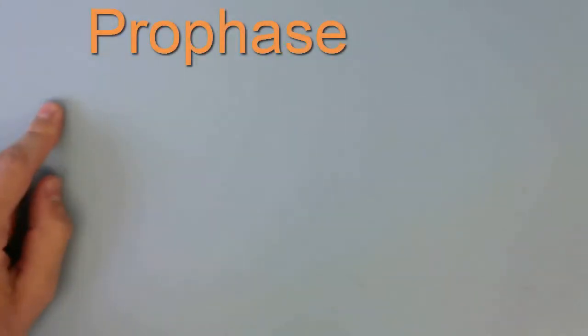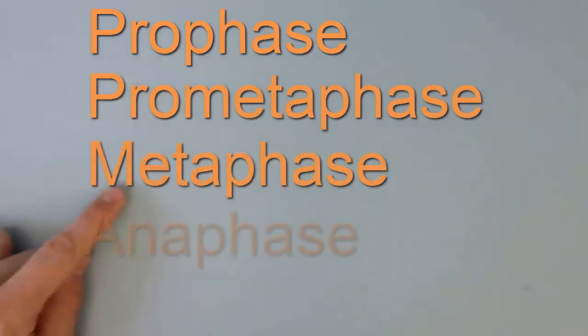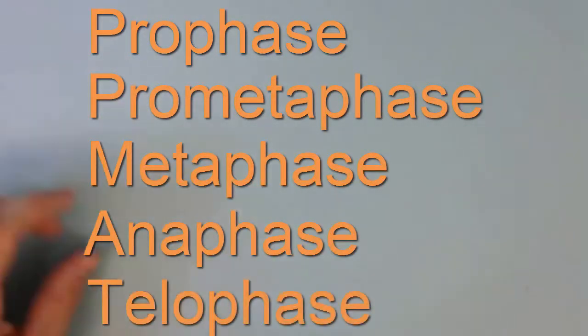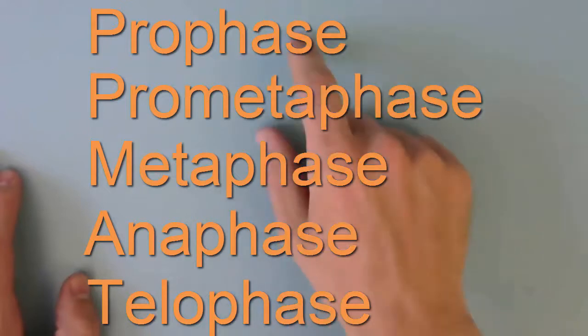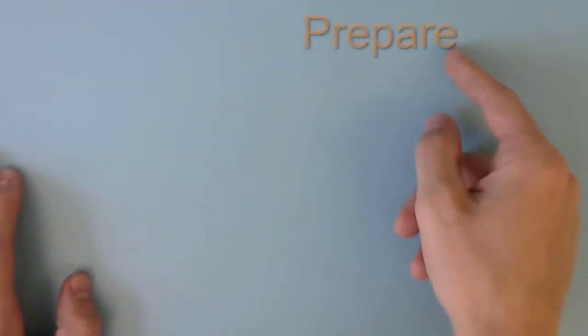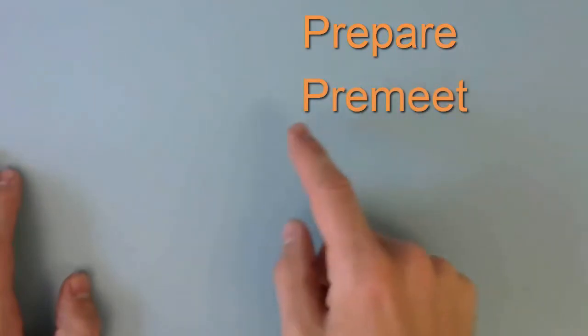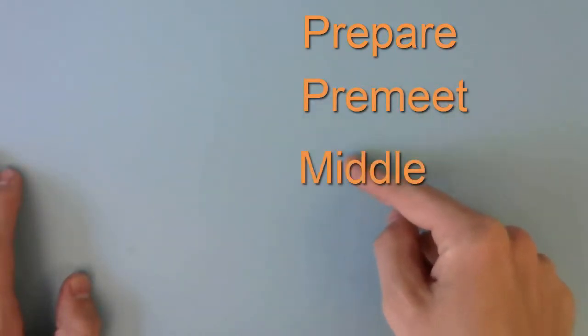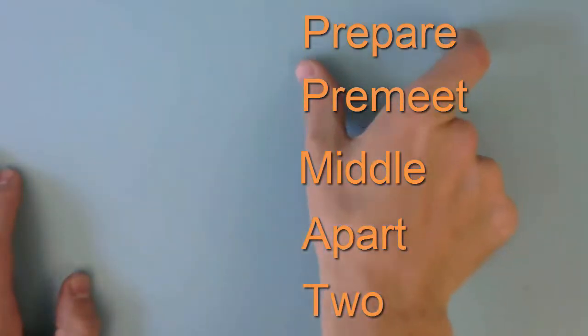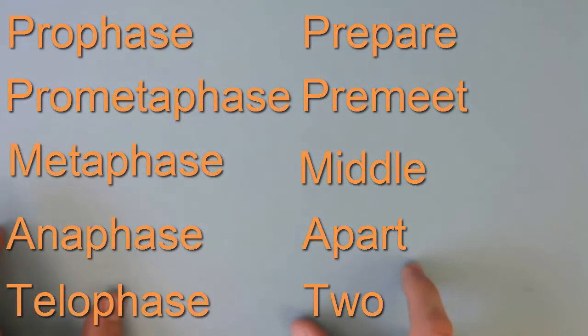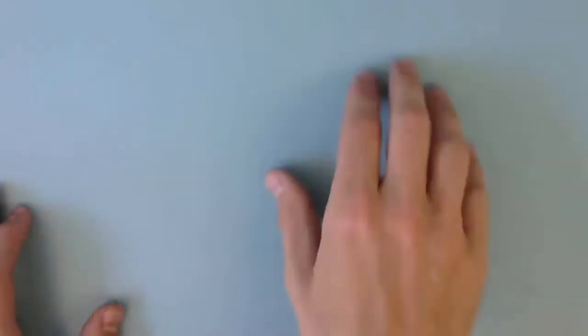All right, there's a great acronym for you to remember the stages of mitosis, and it is PPMAT. P stands for prophase, the second P stands for prometaphase, then metaphase, then anaphase, and lastly telophase. You can also use this acronym to understand the different stages. So I use PPMAT: P for prepare, the second P for pre-meat, the M for meat or middle, A for apart, and T for two. So those are the basic things that are going on, and these are the five stages. So let's go through these individually.